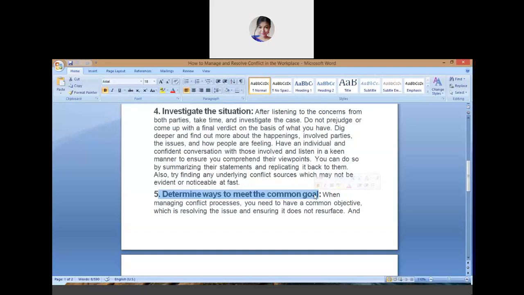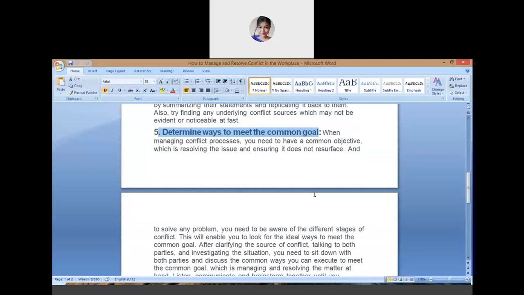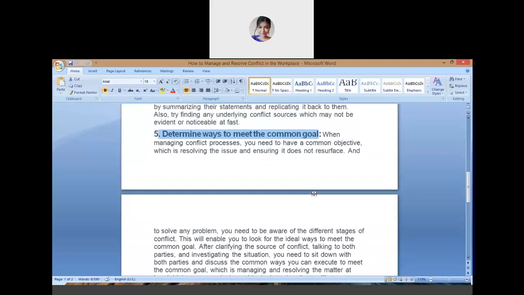Okay, and after that you need to determine ways to meet the common goal. You need to figure out certain ways to meet the common goal. Now Mr. A has some problem, Mr. B has some problem, Mr. C has some problem. After you have listened to all of them, after you have investigated the problem, now you have to figure out a certain way to meet their common goal, so that everybody is happy and satisfied, so that it does not hamper the organization. You have to figure out a common way to meet the common goal.